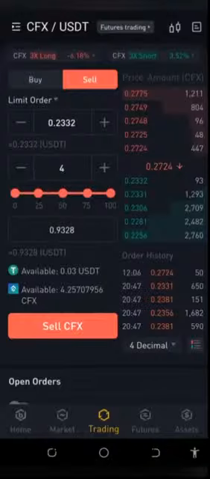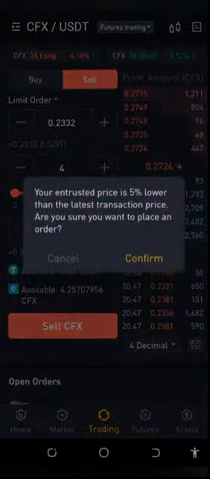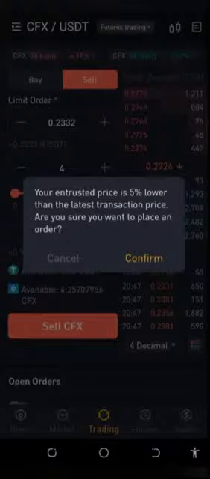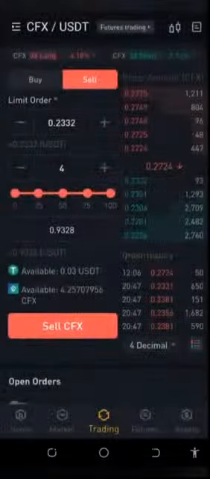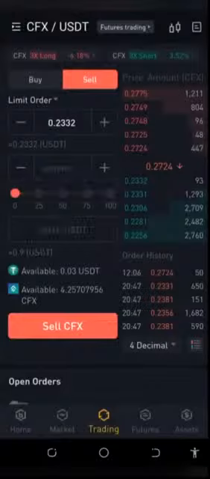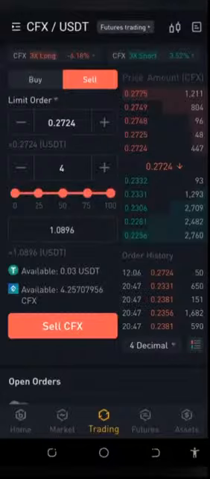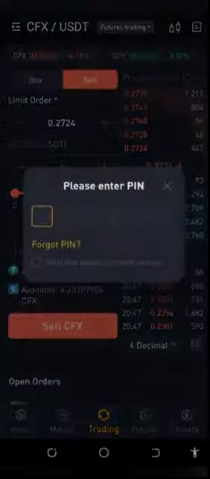But anyways, I've got $1 here and I'm wondering what I'm going to do with it. All right. So probably I'll just have to change it and then let it sit there till I have another trade to come in here, right? So let's see whether this is going to go. Oh, what did it say? Your entrusted price is 5% lower than the latest transaction price. Are you sure you want to place an order? But I don't want to place an order. Let me do the normal price, and then whenever it converts, I'll wait for it. Let's go ahead and do this.